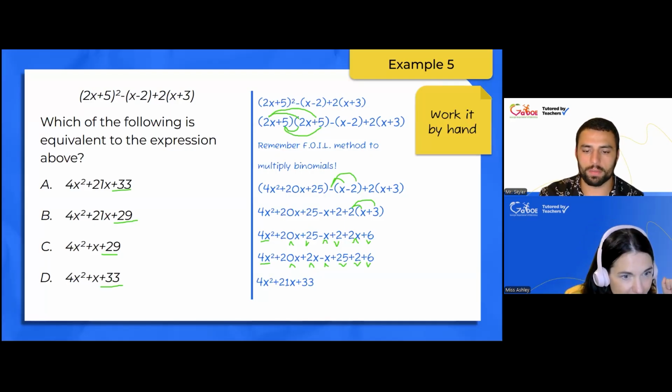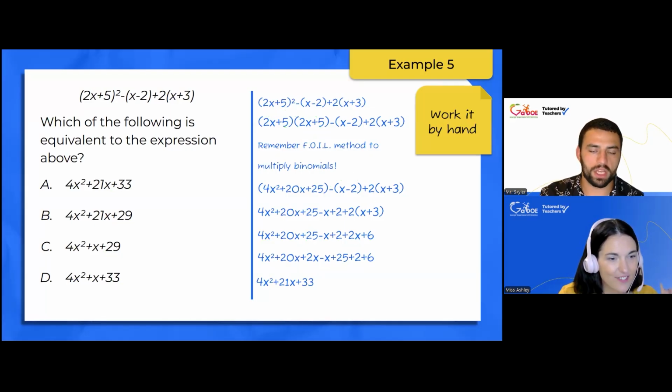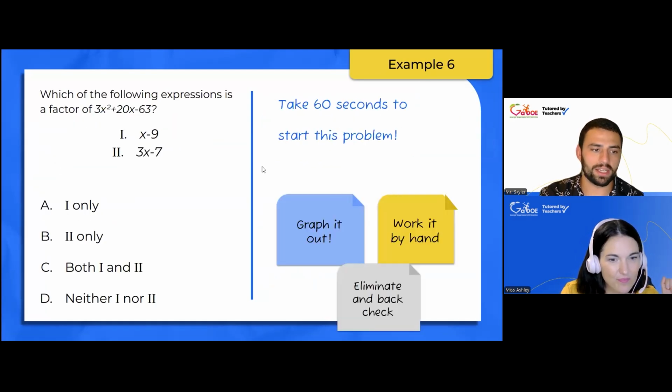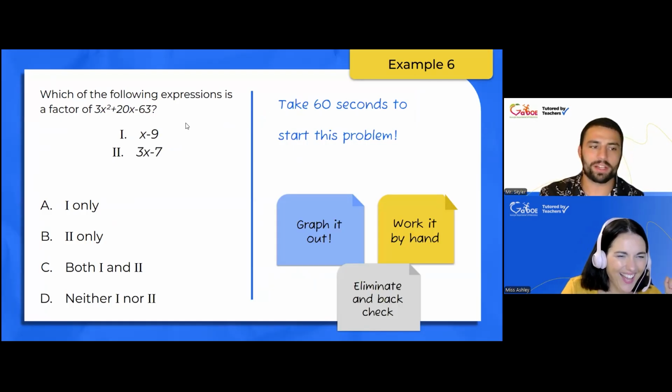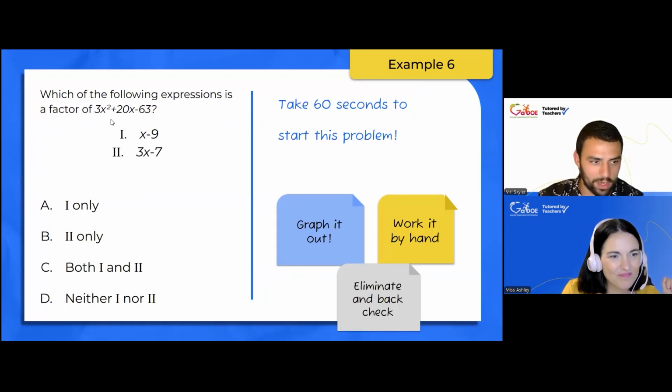Yes, we want you to learn now so that we don't hit those on your SAT. Now, I have another example that I'm going to work through with you guys live on the Desmos graphing calculator. And this one is extra tough. So I have a big problem here, and we got another trinomial. Gross. It says, which of these following expressions is a factor of 3x squared plus 20x minus 63?